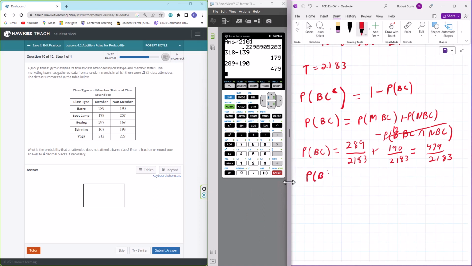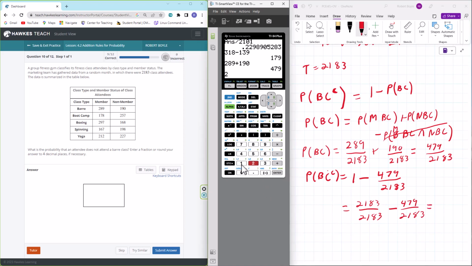And if that's the case, then the probability that attendees did not attend bar class, i.e. its complement, is going to be 1 minus 479 divided by 2183. The better way to write that would be 2183 divided by 2183, that happens to be 1, and we have a common denominator, minus 479 over 2183, and that is going to be equal to 2183 minus 479, which is 1704 over 2183.